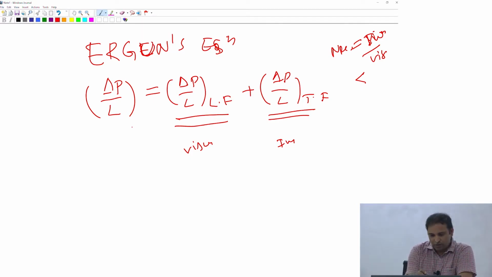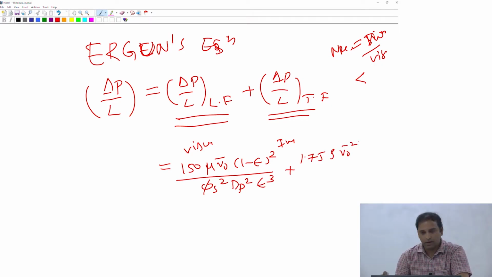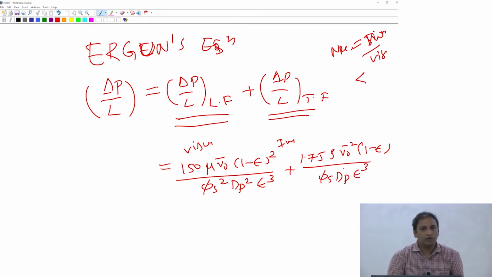So Ergun's equation goes something like this: 150 into mu V naught bar, 1 minus epsilon whole square, divided by phi s square dp square epsilon cube, plus 1.75 rho V naught bar square, 1 minus epsilon, divided by phi s dp epsilon cube. That's the Ergun equation, which captures the pressure drop per unit length for the entire flow regime, going all the way from laminar to turbulent.